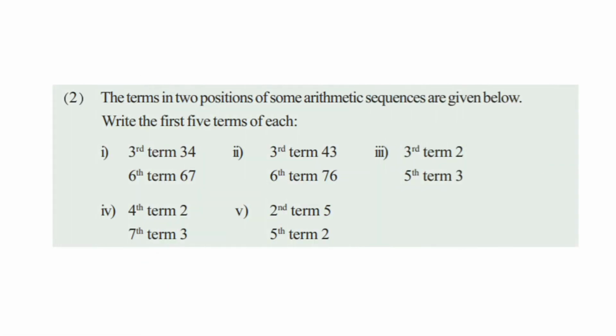Now the next problem. The terms in 2 positions of some arithmetic sequences are given below. Write the first 5 terms of each. The first problem: third term is 34 and sixth term is 67. We need to find the first 5 terms. Let us find the common difference at first.